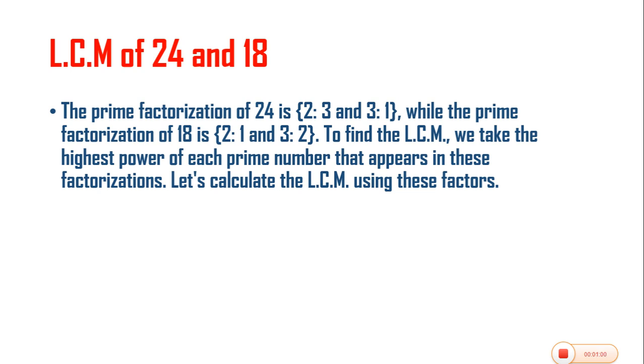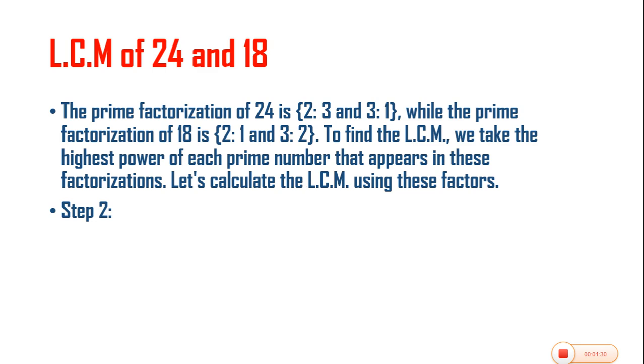For 2, you have 2 raised to power 3 and 2 raised to power 1 here. The highest power is 2 raised to power 3, so we are taking this. For 3, you have 3 raised to power 1 and 3 raised to power 2. The highest power is 3 raised to power 2, so we are taking 2 raised to power 3 and 3 raised to power 2. We take the highest power of each prime number that appears in these factorizations. Let's calculate the LCM using these factors.